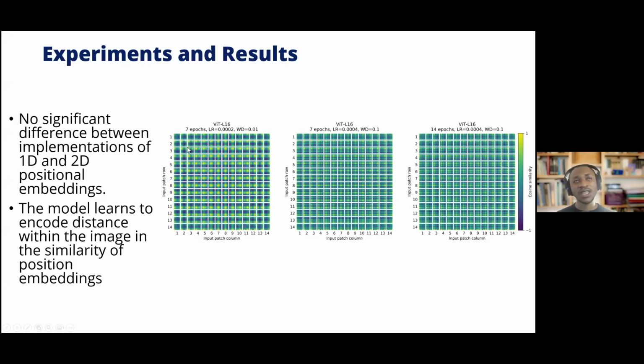So what you see here is that each of the embeddings is able to encode its own relative position in the image, which means that whether you use a 1D or 2D, the model is able to actually understand where that particular patch is coming from in the image after training. And using different hyperparameters, the results are the same.